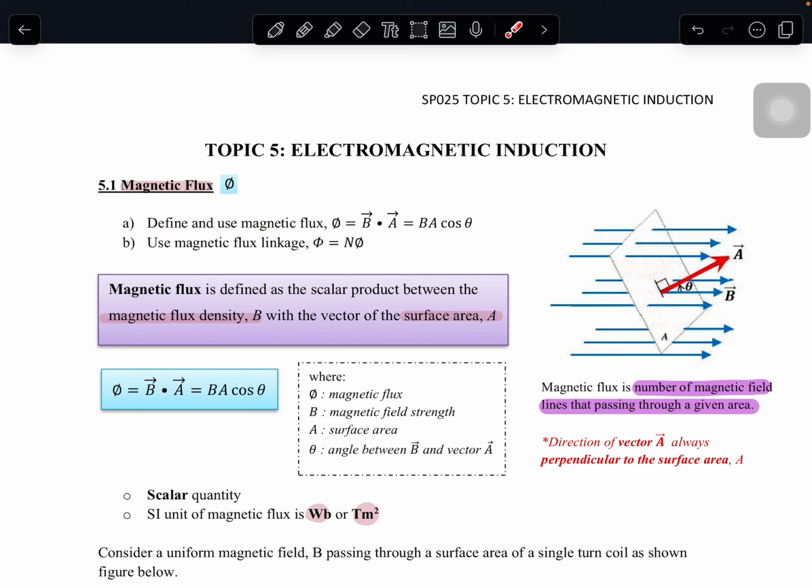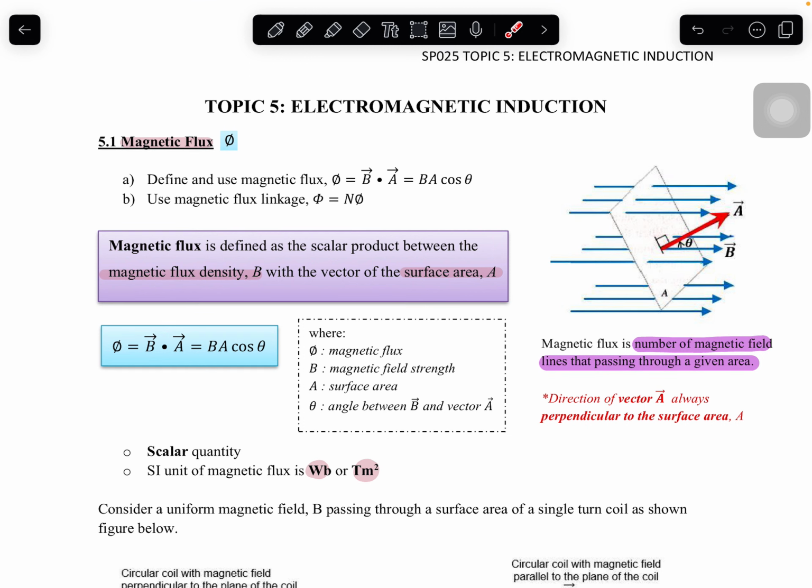So now let's look at the definition of magnetic flux. Magnetic flux, or we use this symbol, which we call phi. Okay, symbol phi is defined as the scalar product between the magnetic flux density and the vector of the surface area. Ataupun secara matematik kita boleh keluarkan di mana magnetic flux equal to the magnetic field darab dengan area cos theta, di mana angle adalah angle between magnetic field and vector A.